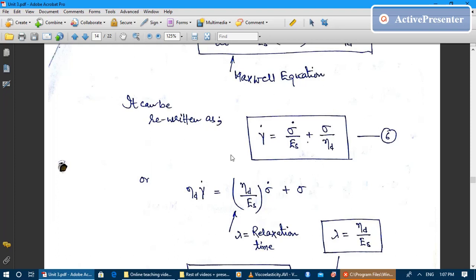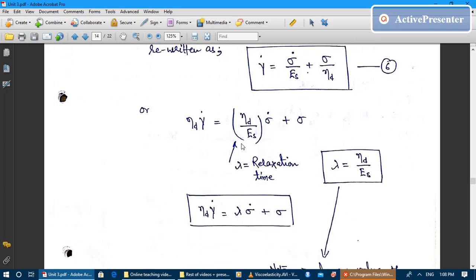And from here, I can multiply each side of this equation with eta d. So gamma dot multiplied by eta d equals eta d sigma dot over ES plus sigma, since eta d will cancel out and sigma will be there. So we got a new term, eta over ES, or eta d over ES, and this is the term which defines the relaxation time. Viscosity over the modulus is the relaxation time, eta d over ES.